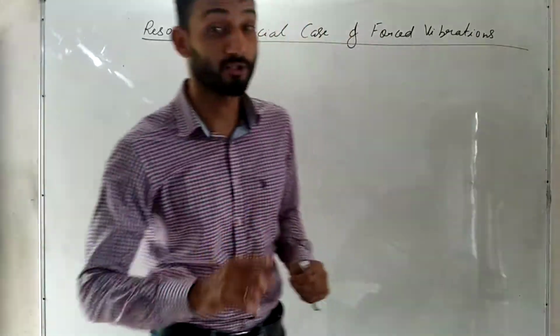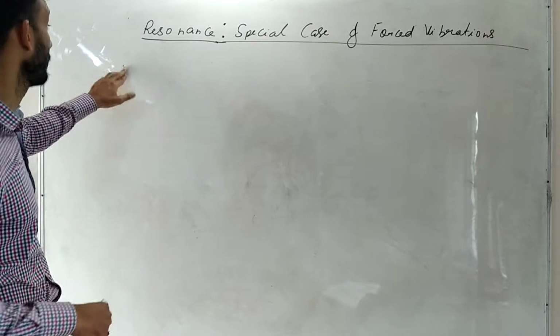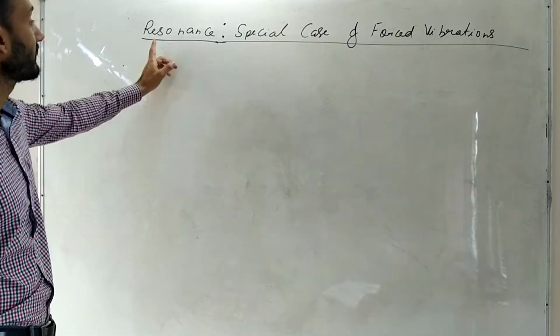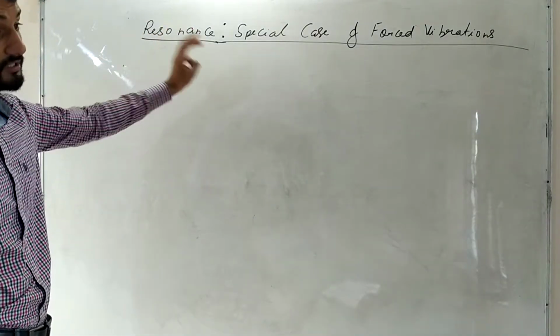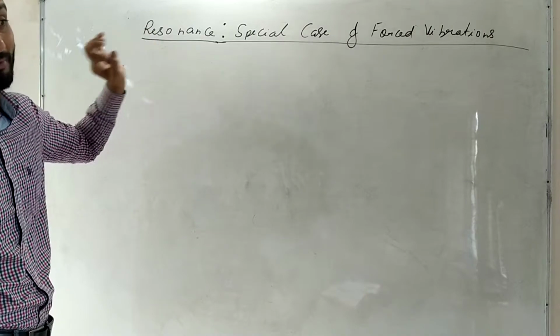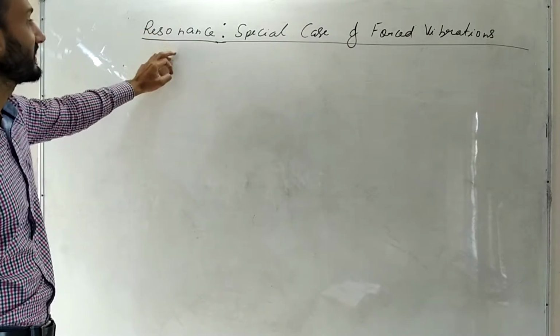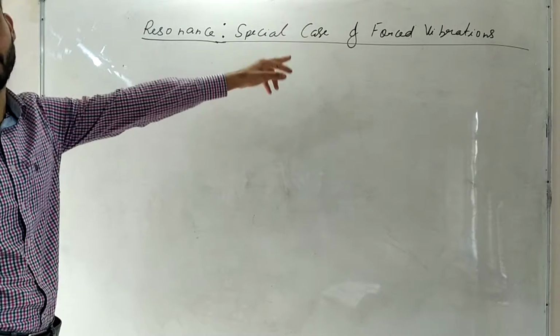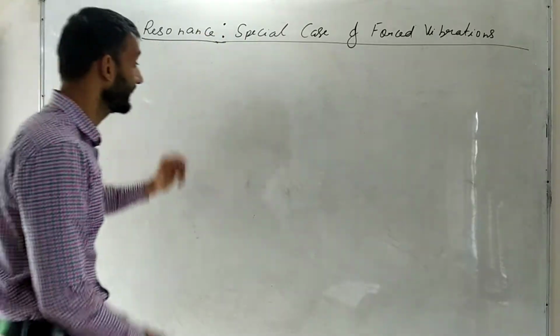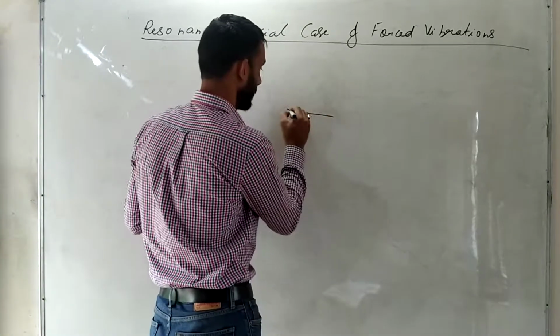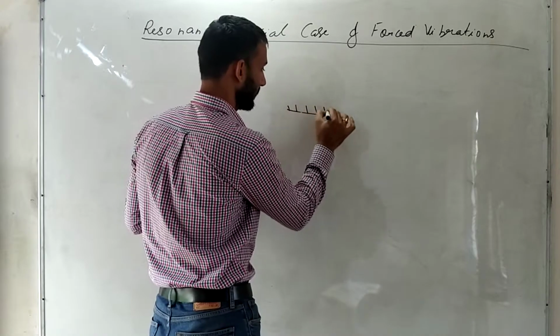Today we'll do another topic of chapter sound, and the name of the topic is resonance. Now, in the last class we discussed three types of vibrations: free, damped, and forced. Resonance is a special case of forced vibration. Let me tell you something which is very important for us to understand.